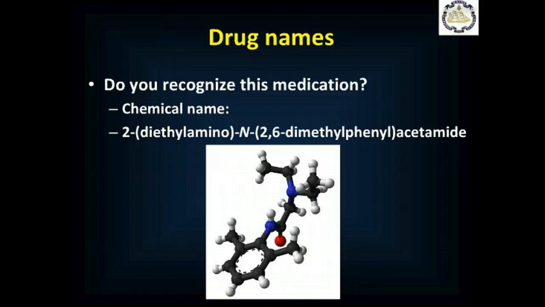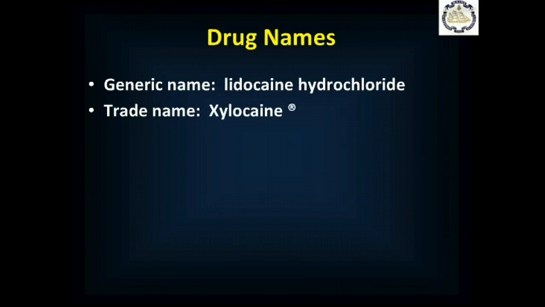Now suppose medical control told you that you needed to inject the patient with 2-diethylamino-N-2,6-dimethylphenylacetamide. You could even look at what it looked like. Do you recognize it? You need to learn medications by the names that are commonly used, and the best to learn is the generic name. That medication we just looked at is lidocaine hydrochloride, trade name Xylocaine, used for numbing up patients before we suture them up, and also for treating some irregular heartbeats.